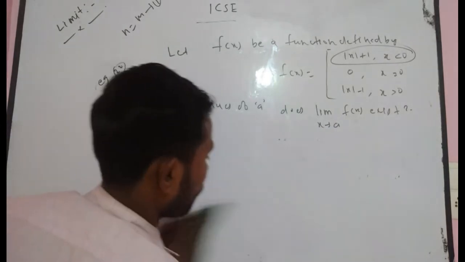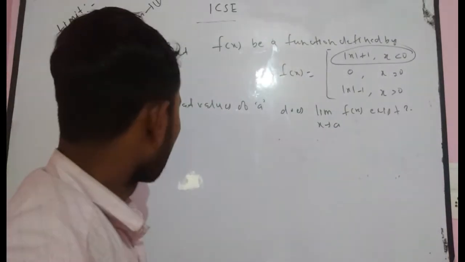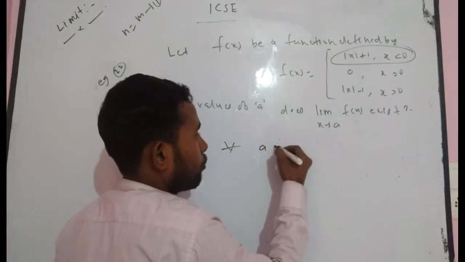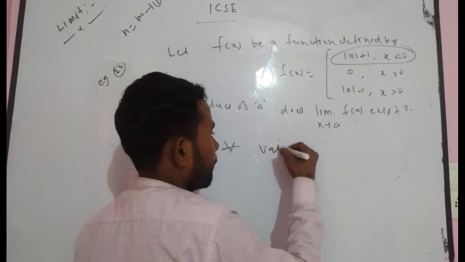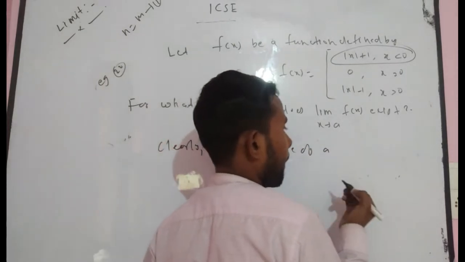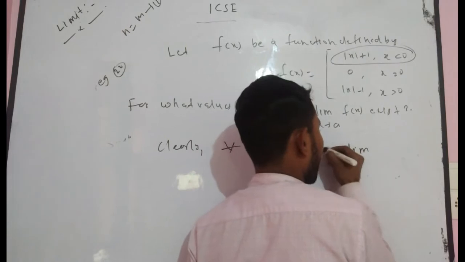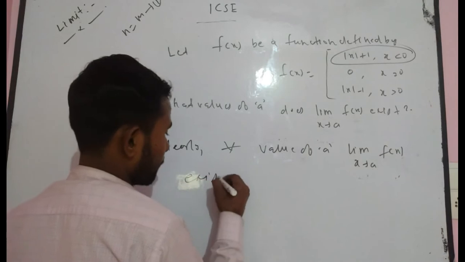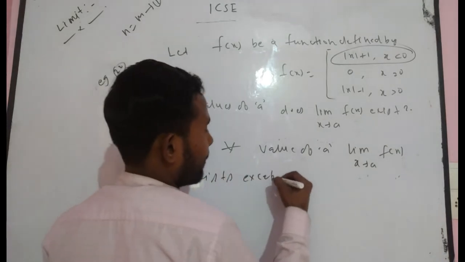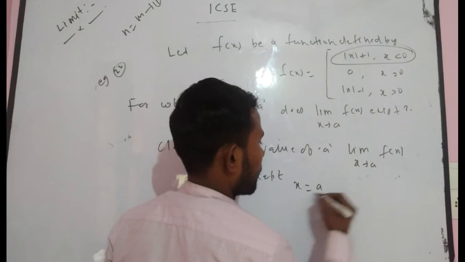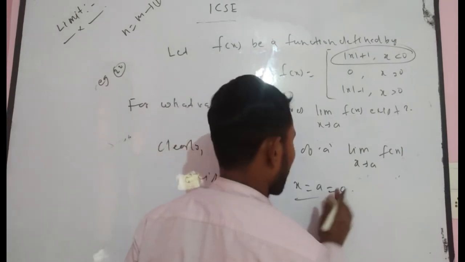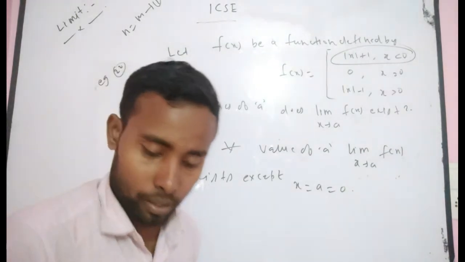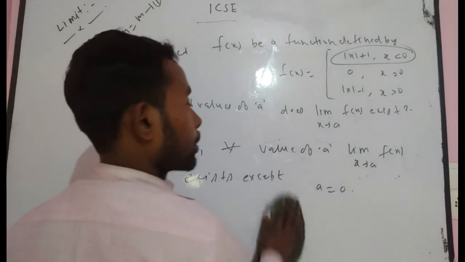Now I want to write the whole conclusion clearly. For all values of a, limit x tends to a of f(x) exists except x is equal to a is equal to 0. Only x is equal to a is equal to 0 should not be there. Leave this point, except a is equal to 0.